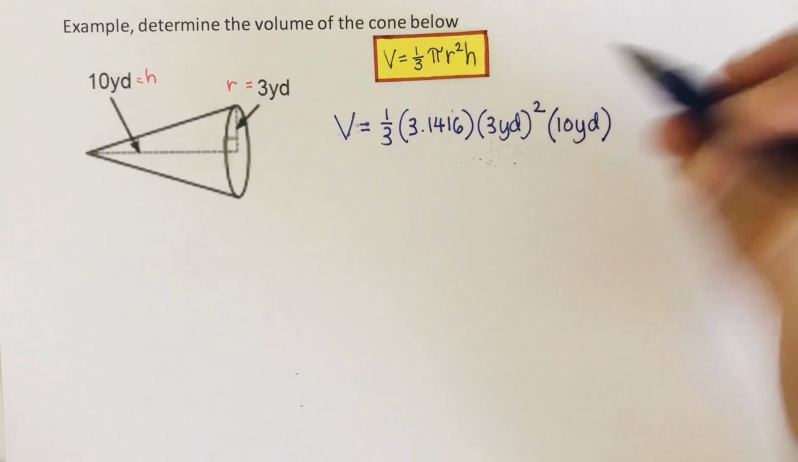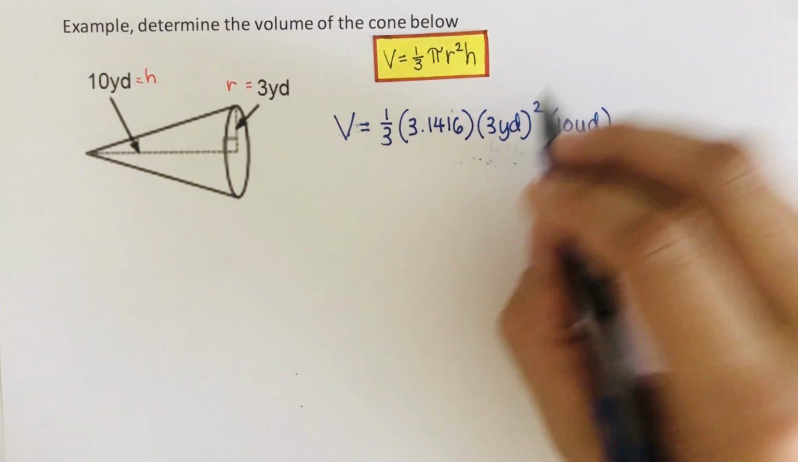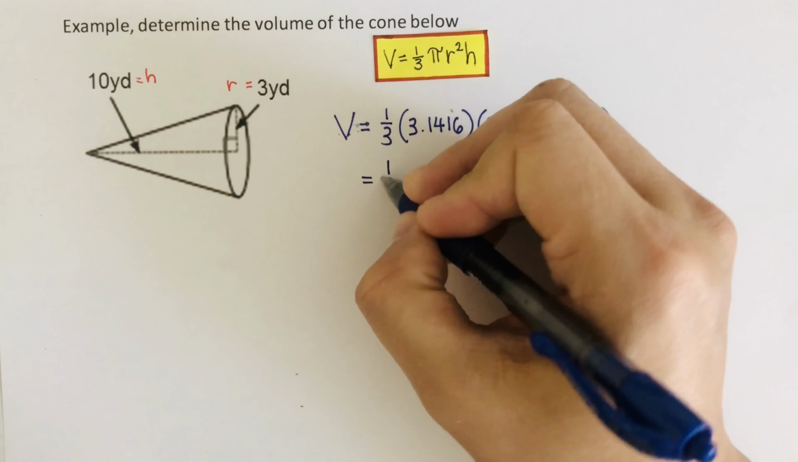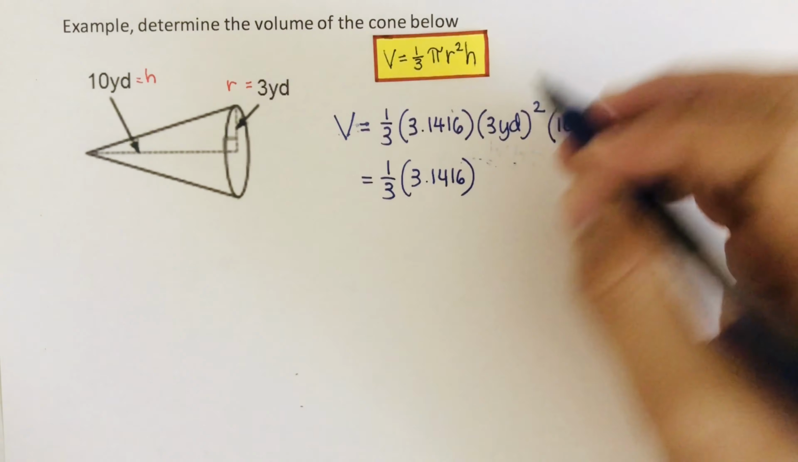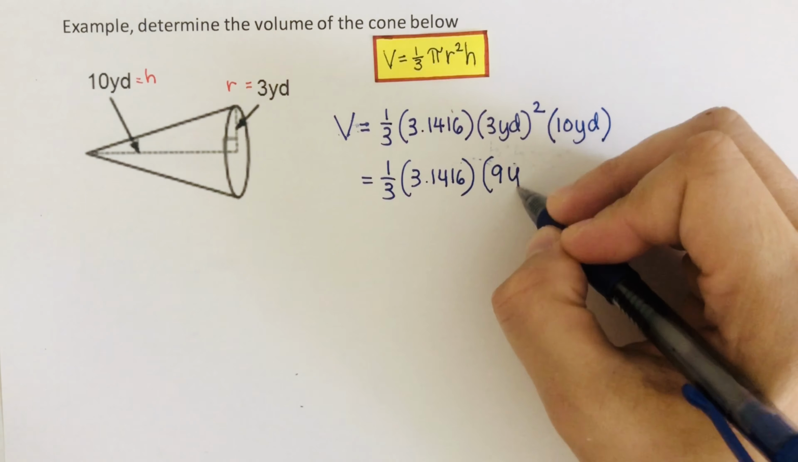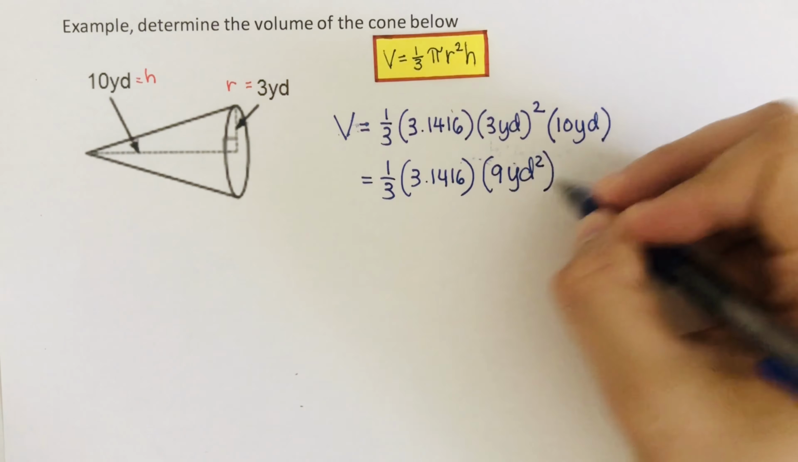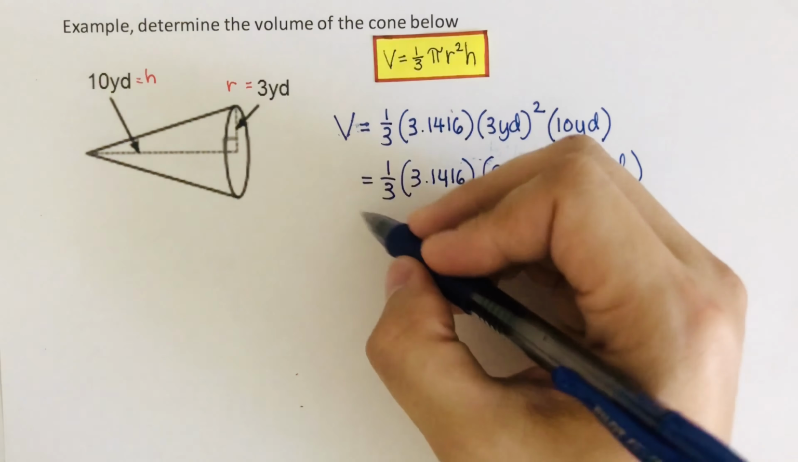So we're gonna multiply. Before we do that, we're gonna square the 3 yards first. So that would be 1/3 times 3.1416. 3 times 3 is 9. Yard times yard is yard squared. And then we have 10 yards. And so we multiply them all together.